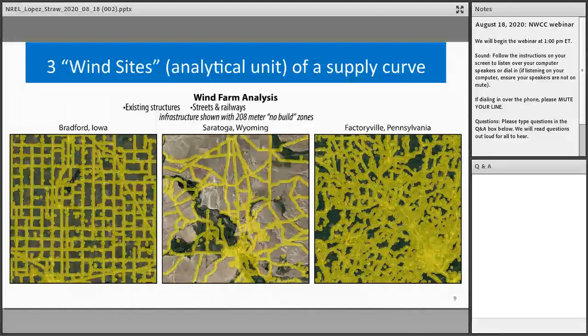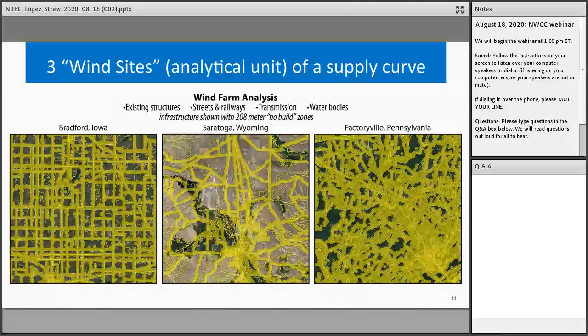Next, we add in streets and railways, transmission lines, and finally water bodies. All of these represent features which would likely preclude the individual wind turbine deployment and represent the foundation of wind deployment modeling, which is a land suitability assessment.